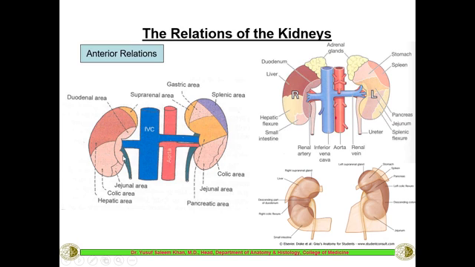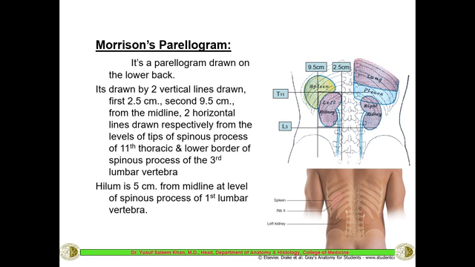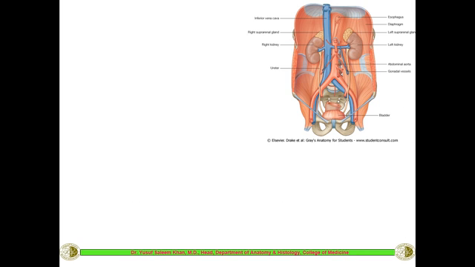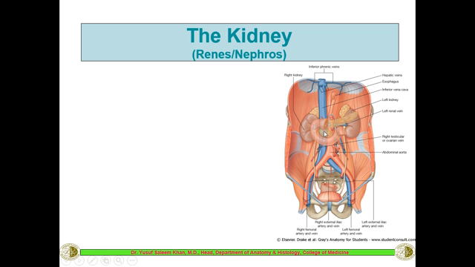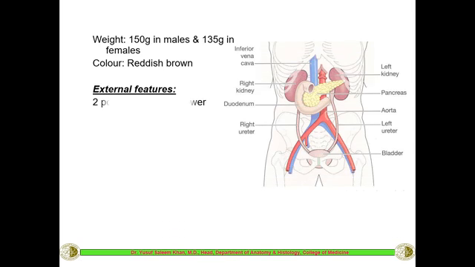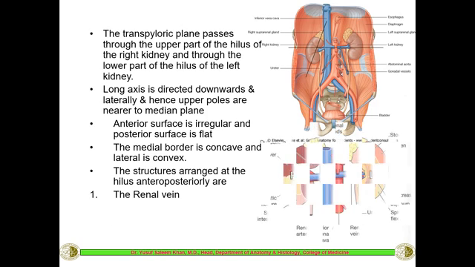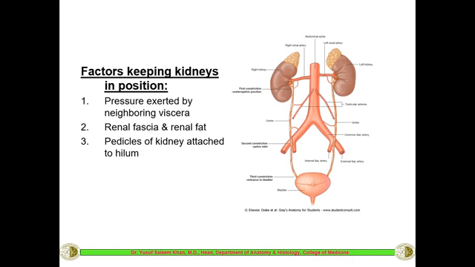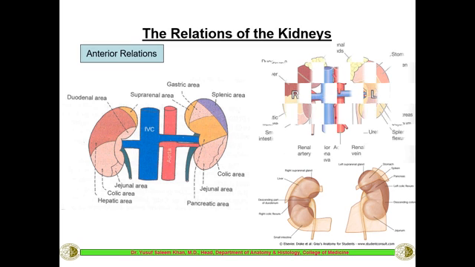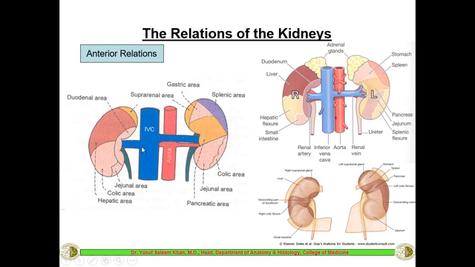Medially, almost on the medial border, the right kidney is in relation to the... if you see this picture, here you can see the duodenum. Especially the curvature of the duodenum, that is the second part of the duodenum, will be on the medial border of the kidney. So the duodenum will be in relation to the medial border of the right kidney.